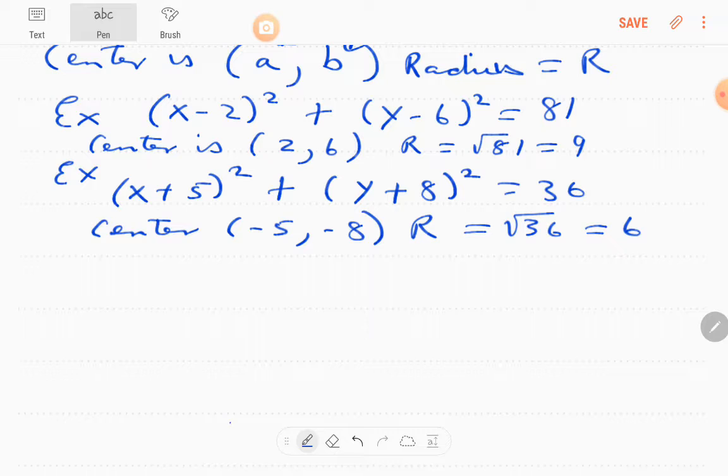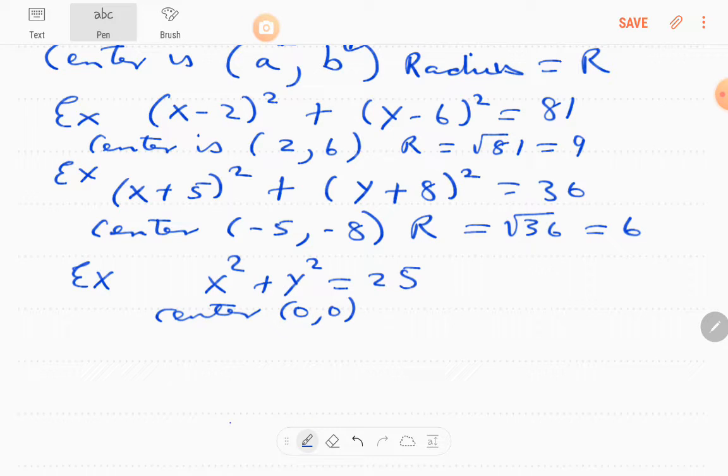Okay, what about if I had x squared plus y squared equals 25? Well, in this case, the center will be 0, 0. And the radius would be the square root of 25, which is 5.